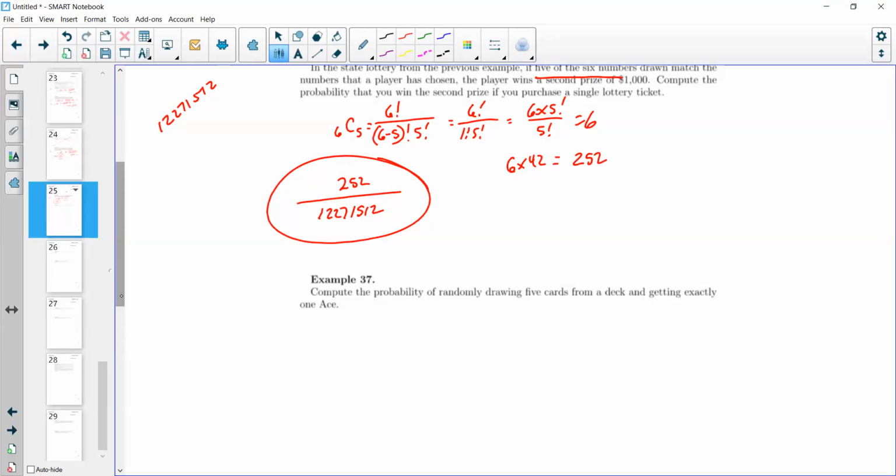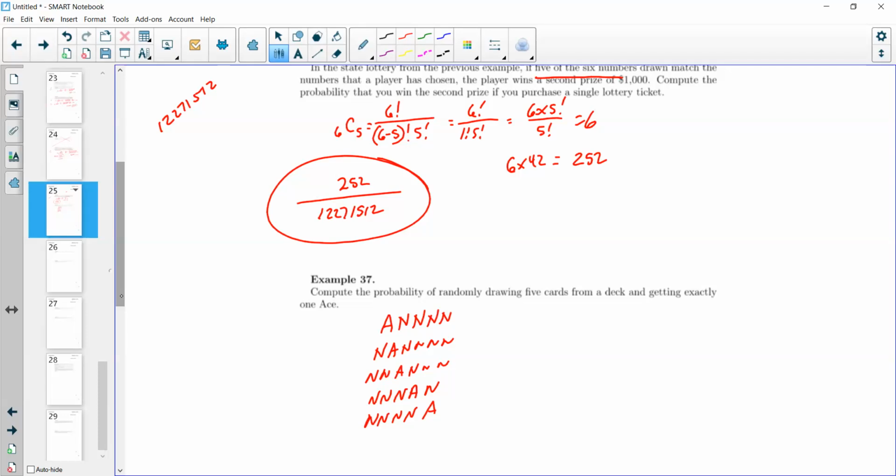Okay, so compute the probability of randomly drawing 5 cards from a deck and getting exactly 1 ace. We can do this this way. I can get an ace on the first card and not an ace, not an ace, not an ace, not an ace. Or I can get an ace on the second card. Or I can get an ace on the third card. N stands for not an ace. Or I can get an ace on the fourth card. Or I can get an ace on the fifth card. That's all my possible ways to do this, right?